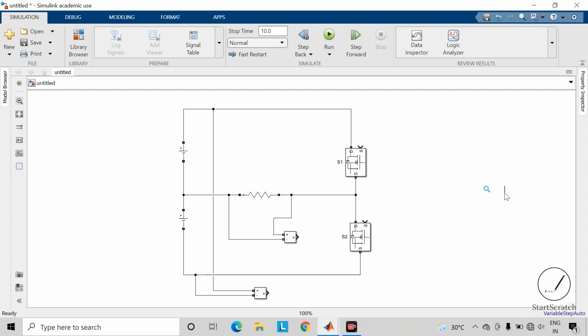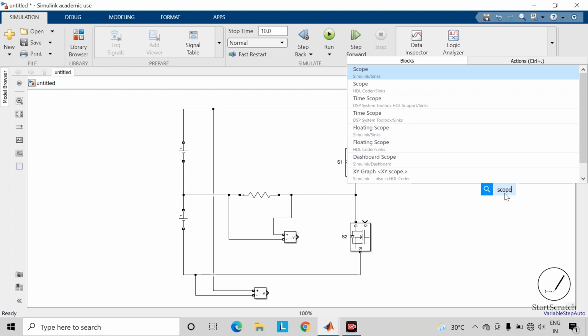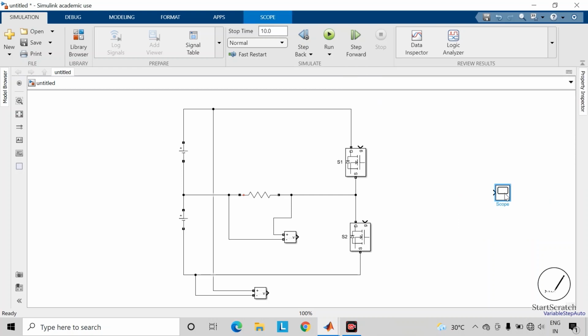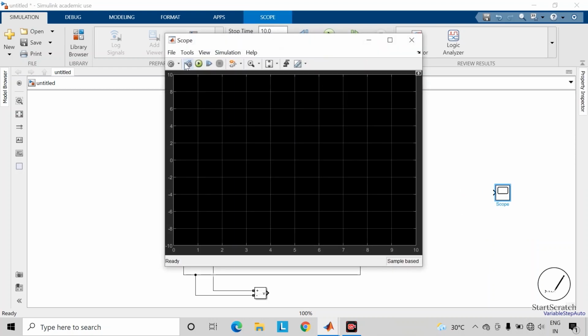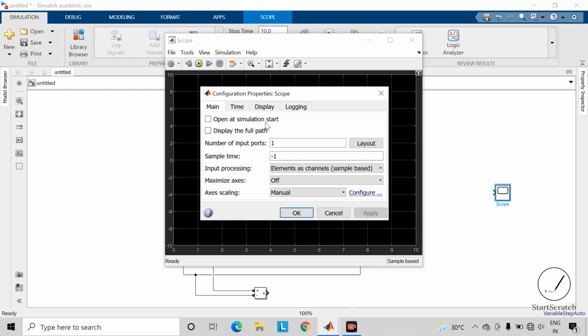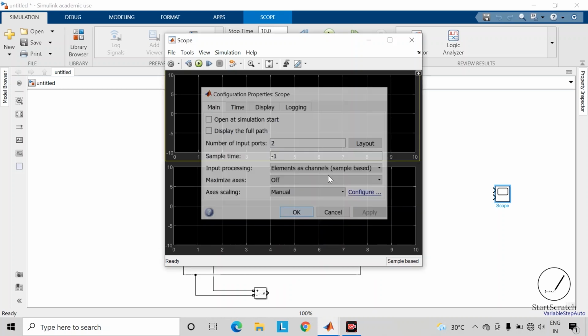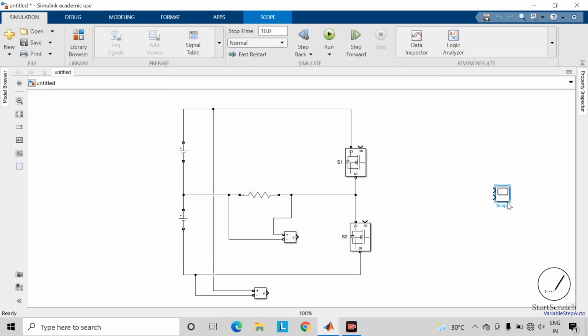Now take the scope block to view the waveforms. Change here the number of input ports to 2. And now connect these signals, and we can give here the name to each signal.